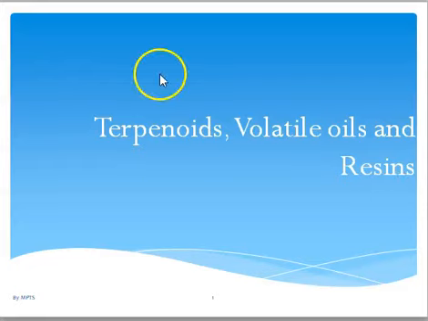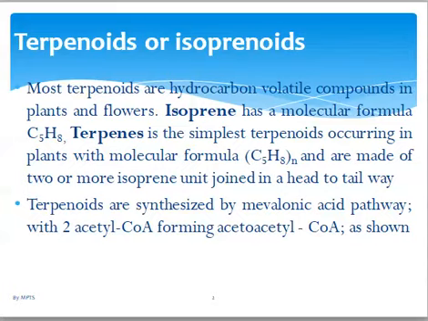So today's topic will be terpenoids, volatile oils, and resins. Remember, all these are secondary metabolites from our cognizance. So let us look at terpenoids or isoprenoids. Of course, most terpenoids are hydrocarbon volatile compounds in plants and flowers. Isoprene is the smallest. It has the formula C5H8, and terpenes are the simplest terpenoids occurring within plants and flowers.